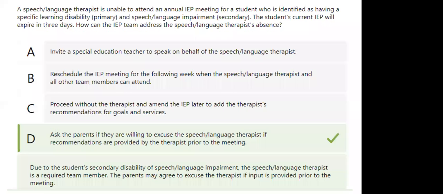Let's see. D, ask the parents if they are willing to excuse the speech language therapist. It's going to be noted in the minutes. And that speech language therapist, who is a required member of the team, will get back with those parents at a later date, as well as the rest of the team. But they can continue with the meeting without the speech language therapist. Hopefully, there have been some notes already shared with the special education teacher so that that information can be shared with the parents during the meeting, and it'll be reflected in the minutes.